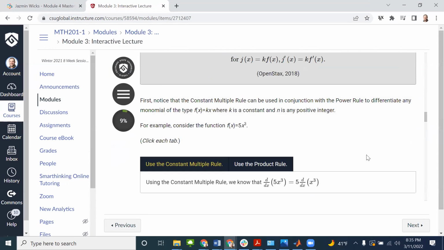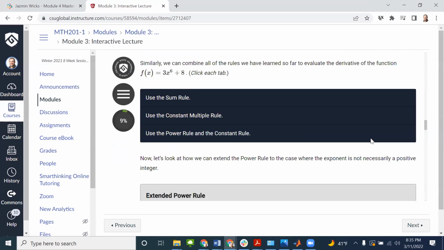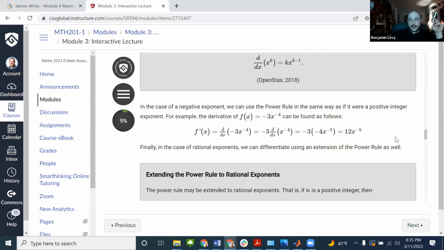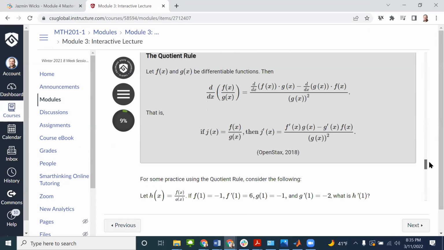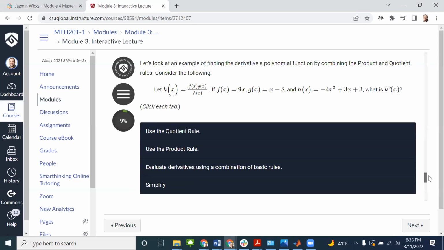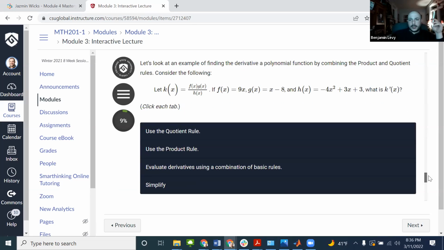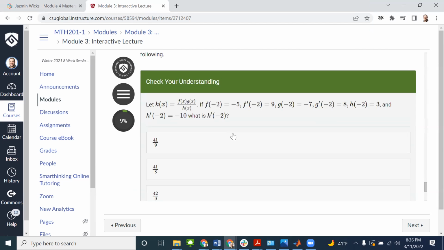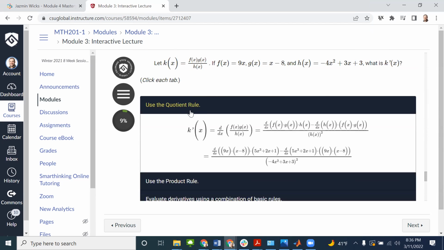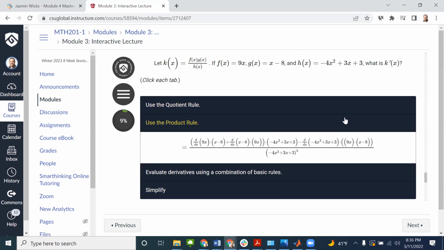I think on the second page, where it says I've got 9% done. Yep, scroll all the way down to where it's the quotient rule. Let me see, it's k prime x. Maybe open the examples. So I was following this along and I come across that, where the quotient rule was at.